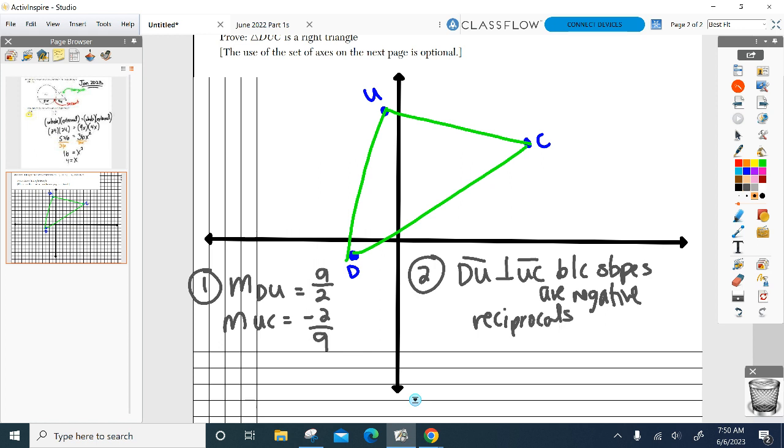Think of it like we're doing a statements and reasons proof. After you write something's perpendicular, now you could tell me angle U is a right angle because perpendicular lines form right angles. And now you could tell me it's a right triangle because it has a right angle.